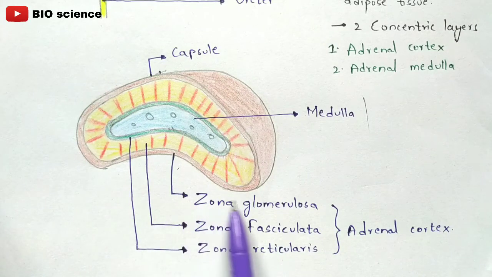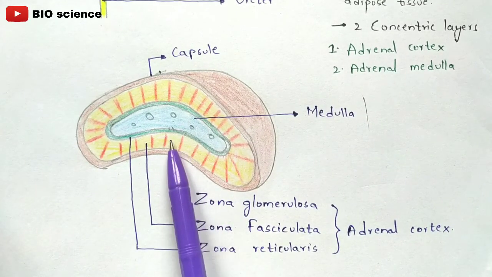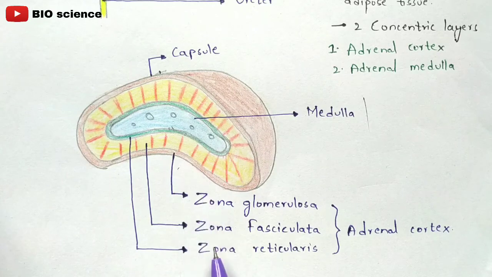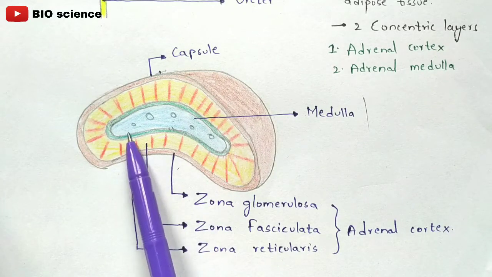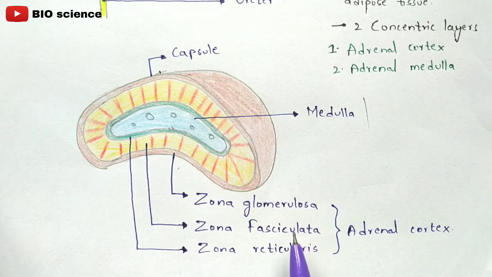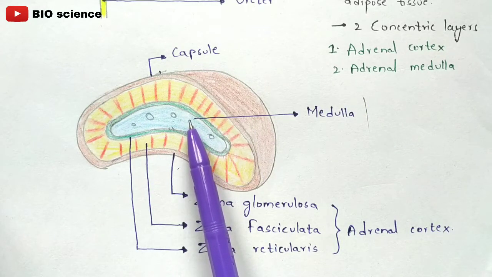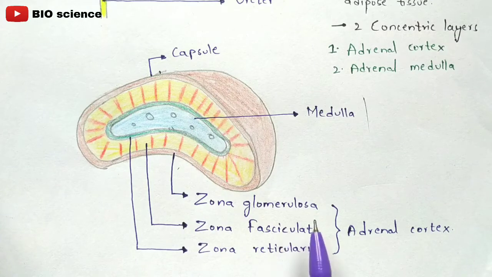Here, the zona glomerulosa is the first layer which I have mentioned, the zona fasciculata is the second layer which has been drawn in yellow color, and the zona reticularis is the green color layer which I have drawn. These three zones together constitute the adrenal cortex. Now coming to the adrenal medulla, this middle region present at the center is called the adrenal medulla. Now let us discuss in detail all of these layers and the hormones secreted from them. Each and everything will be discussed now.